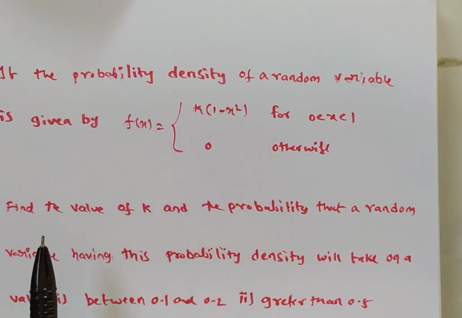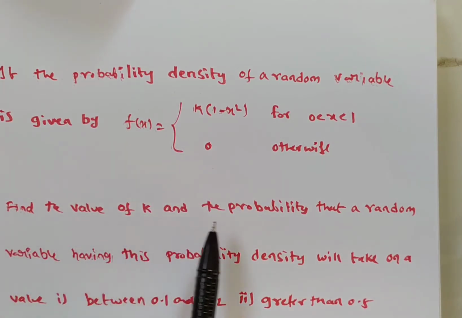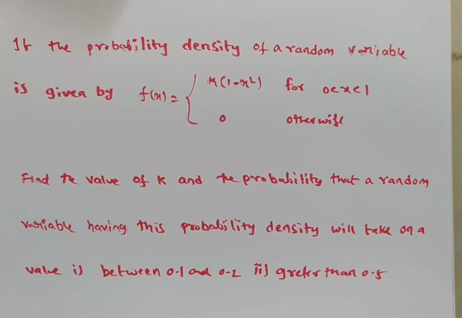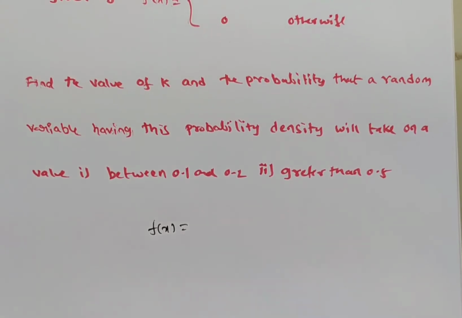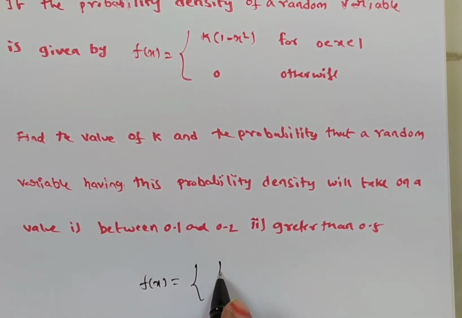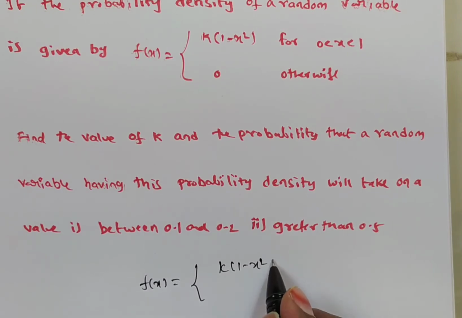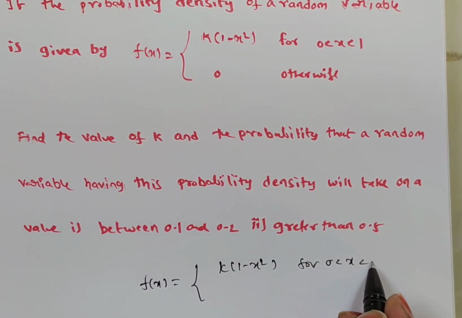Now what we have to find? Find the value of k, and the probability that a random variable having this probability density will have a value between 0.1 and 0.2, and second one, greater than 0.5. We need to find out. Now given that f of x is equal to k into 1 minus x square for 0 less than x less than 1, 0 otherwise.